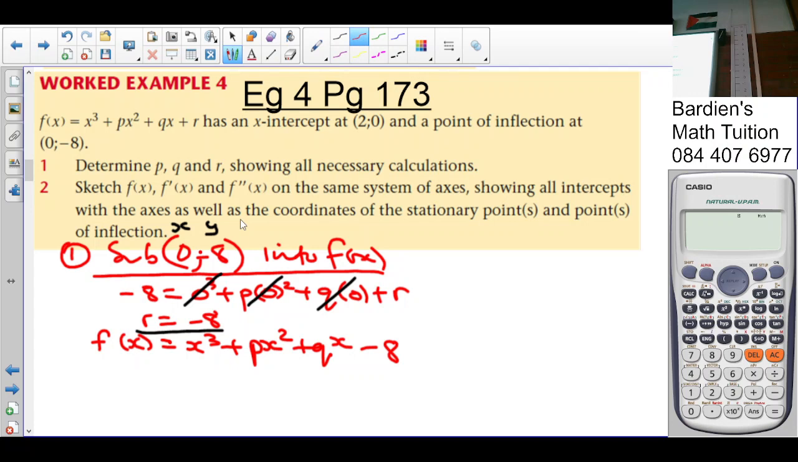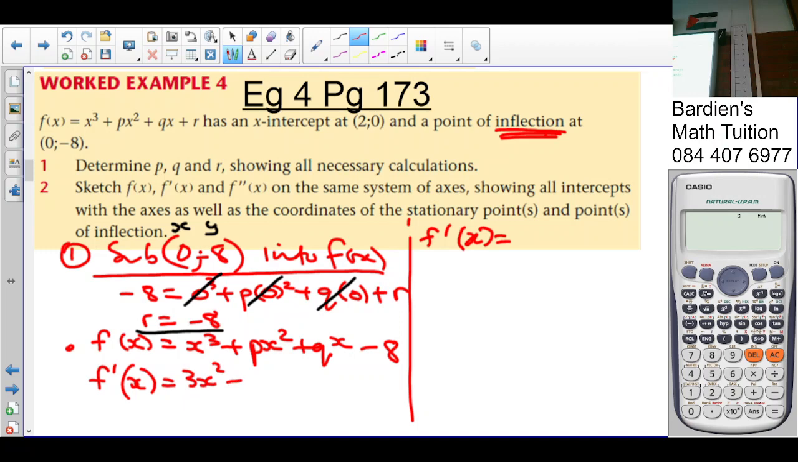Now, here we are told the point of inflection. How do you calculate the point of inflection? Your second derivative. So the first derivative is going to give you 3x squared plus 2px plus q. My second derivative is going to give you 6x plus 2p. The q was a constant, so it falls away.